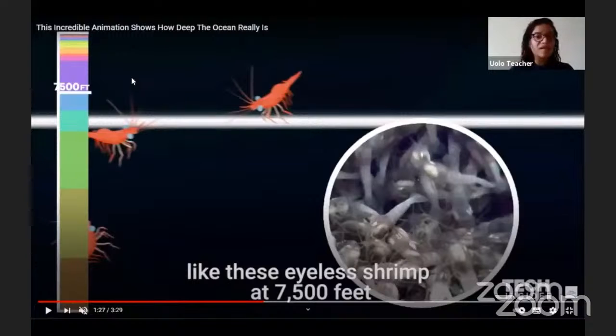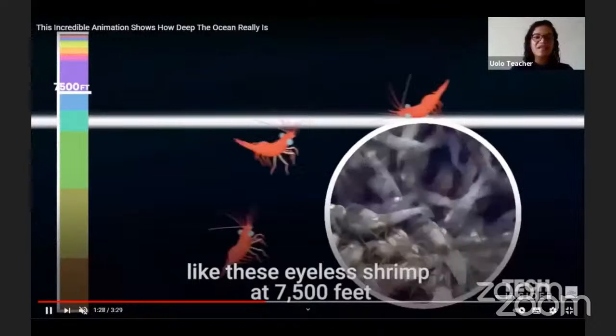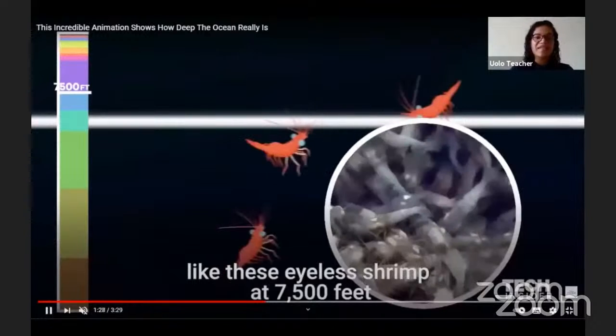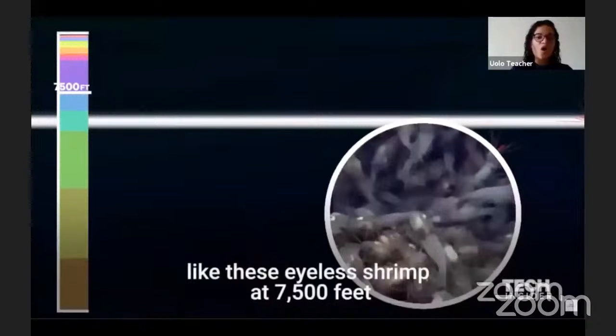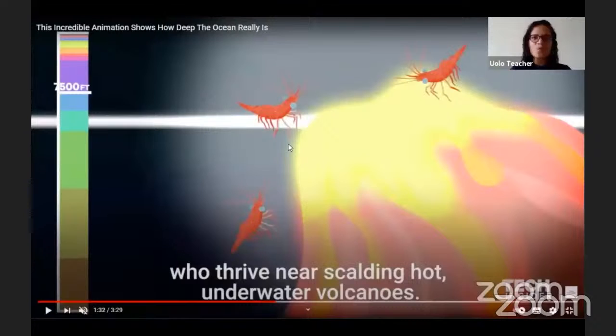There are many animals which cannot see, like these eyeless shrimps. Can you see these eyeless shrimps? Yes, they are found at 7,500 feet, and they thrive near the scalding hot water volcanoes. Isn't this interesting? You have volcanoes underwater. You'll be like, ma'am, but how can volcanoes be underwater?